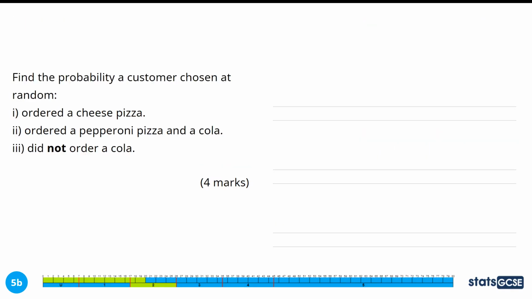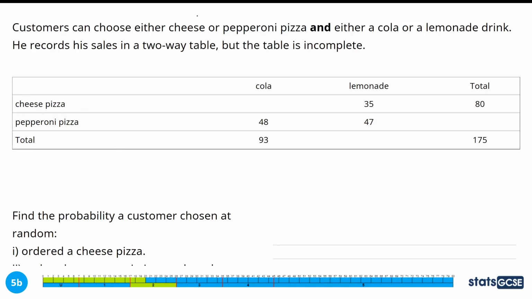Find the probability a customer chosen at random ordered a cheese pizza, ordered a pepperoni pizza and a cola, and did not order a cola. Let's start with the probability they ordered a cheese pizza. So in total, 80 people ordered a cheese pizza, and there was 175 people who ordered altogether. So our answer is going to be 80 over 175 for part 1.